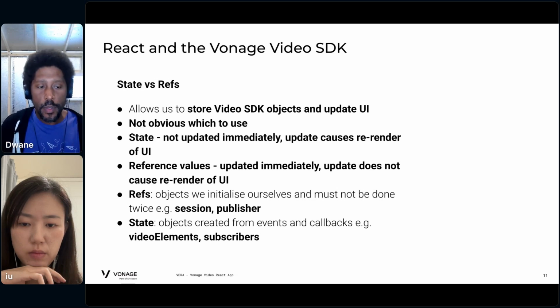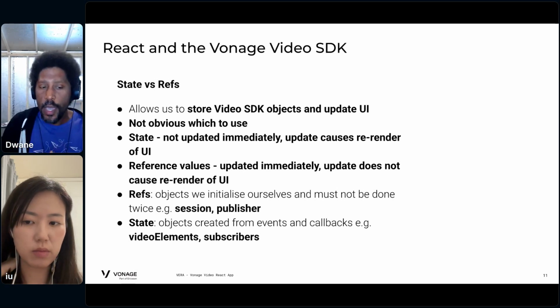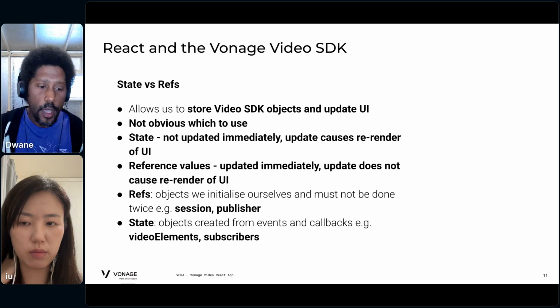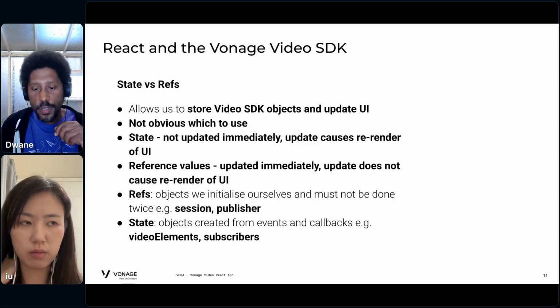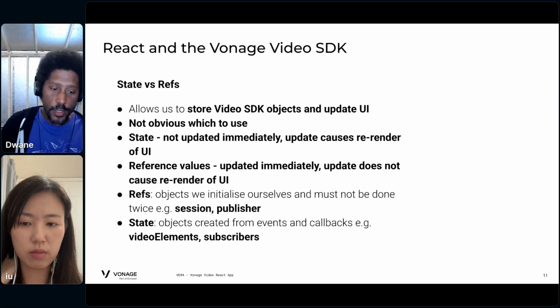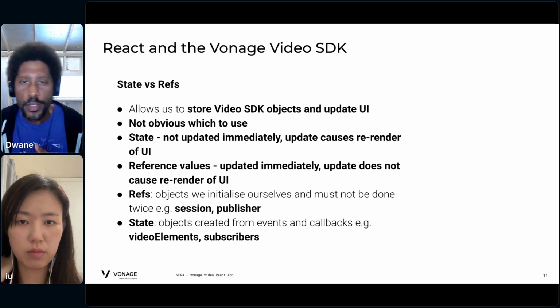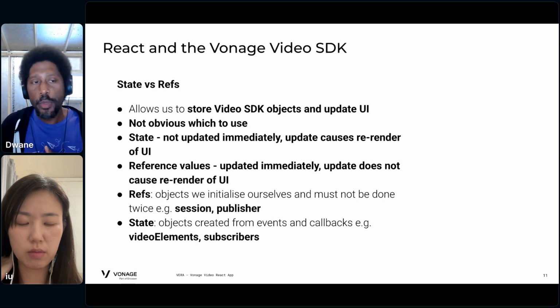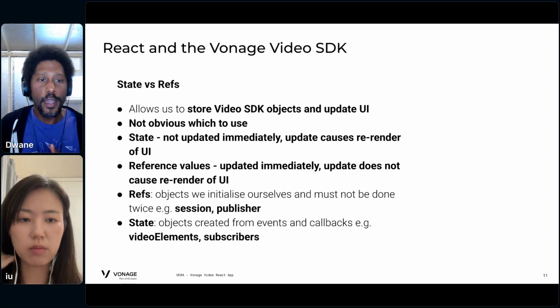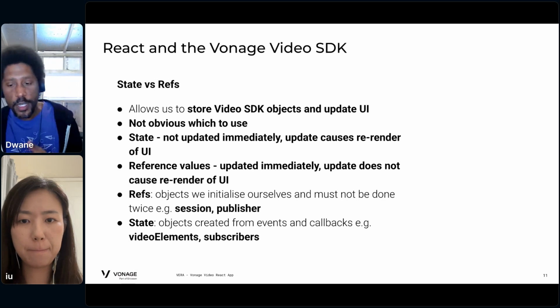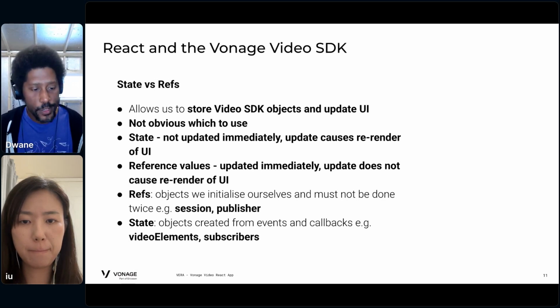Now for refs, the values are updated immediately because it's synchronous, but the update does not cause a re-render of the UI. So refs are for the objects we initialize ourselves that must not be done twice. We only want these things to run once. Like the session, because you don't want to join more than one session at a time. And then the publisher, you don't want your video feed having multiple tiles and things of that nature. Those are the things we only want to run once.